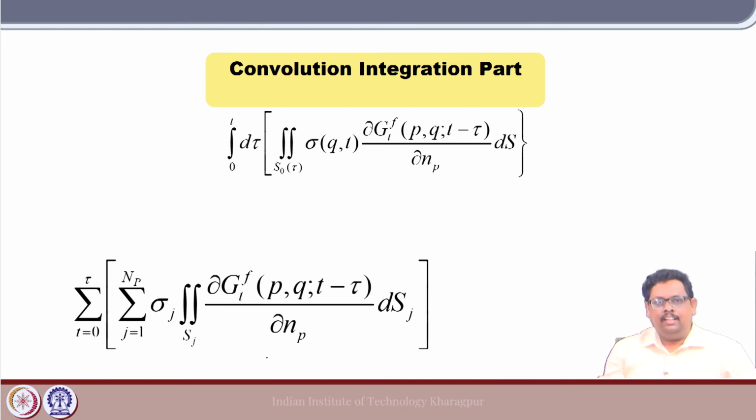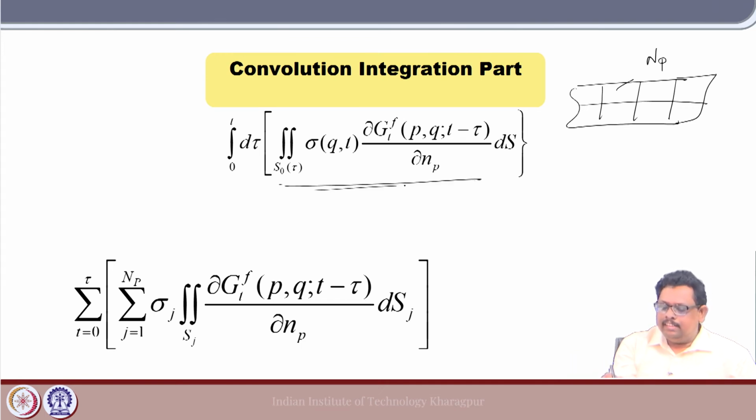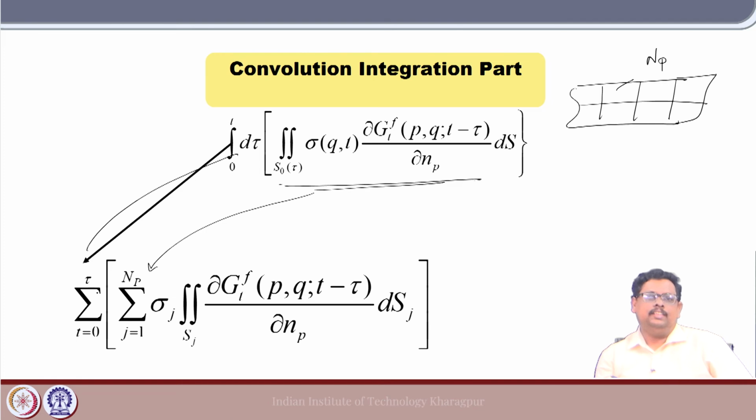So, now this is how I can write the convolution integral part. S0t is nothing but my body surface, and this is the paneling. I know this is the NP number of panels. Therefore, this integration part I can write as a summation term, and the integration from 0 to t I can also write as a summation term, right.